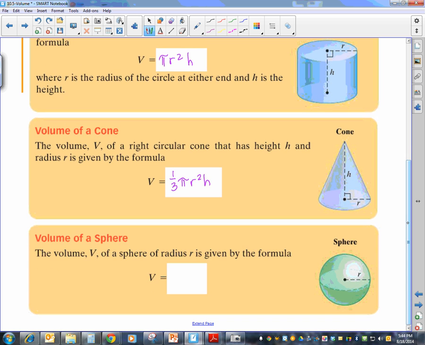And then last we have a sphere, which is 4/3 pi r squared h. Sorry, there's no h there. Just making sure you're paying attention. It's 4/3 pi r cubed. That's your formula for a sphere.